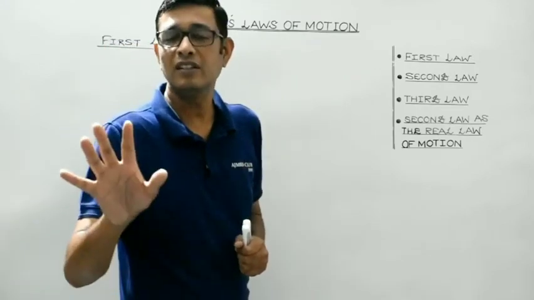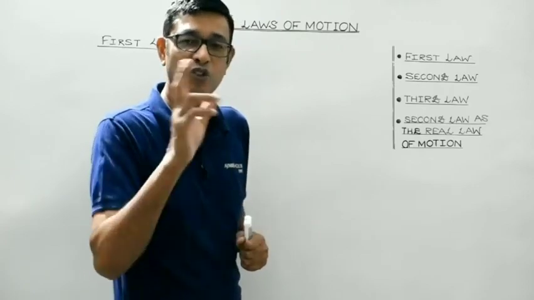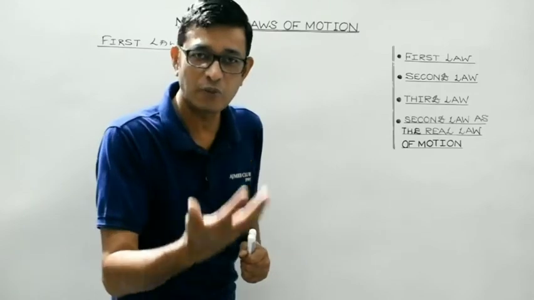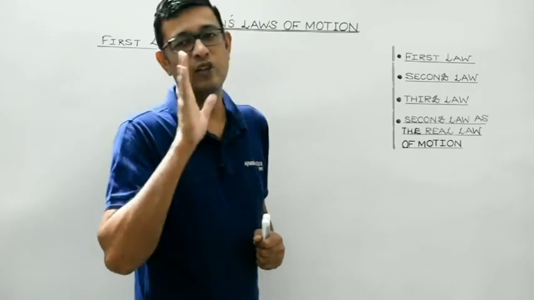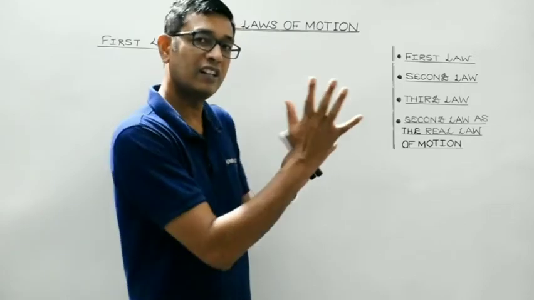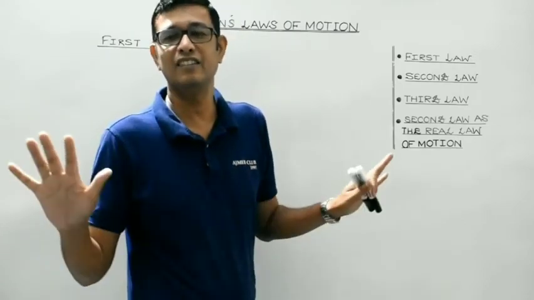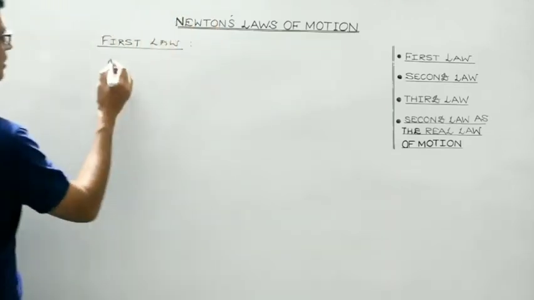So no body in this universe can change its state of rest or of uniform motion by itself. In order to change the state of a body, some external unbalanced force is required. So that was regarding Newton's first law, which we have discussed in detail in the previous lecture, right? Then comes second law.